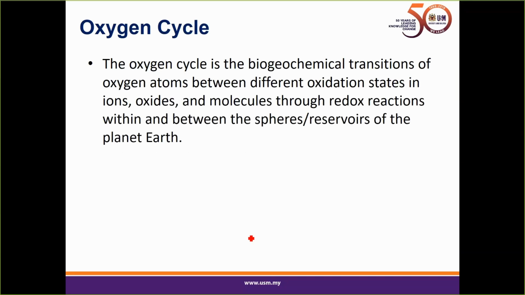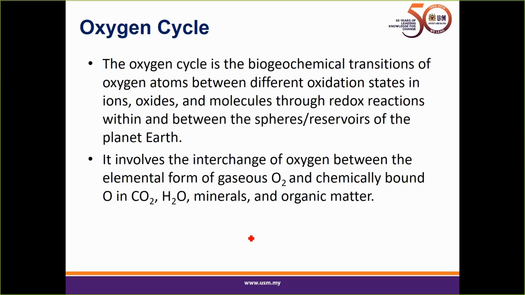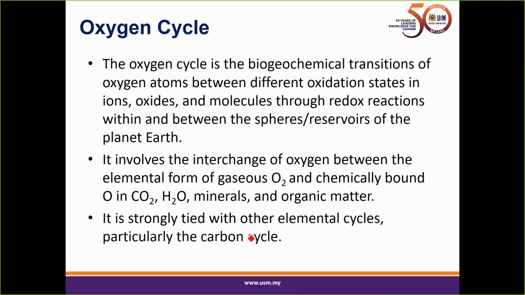The oxygen cycle is the biogeochemical transition of oxygen atoms between different oxidation states in ions, oxides, and molecules through redox reactions within and between the spheres or reservoirs of planet Earth. It involves the interchange of oxygen between the elemental form of gas, oxygen, and chemically bound oxygen in carbon dioxide, water, minerals, and organic matter. It is strongly tied with other elemental cycles, particularly the carbon cycle.